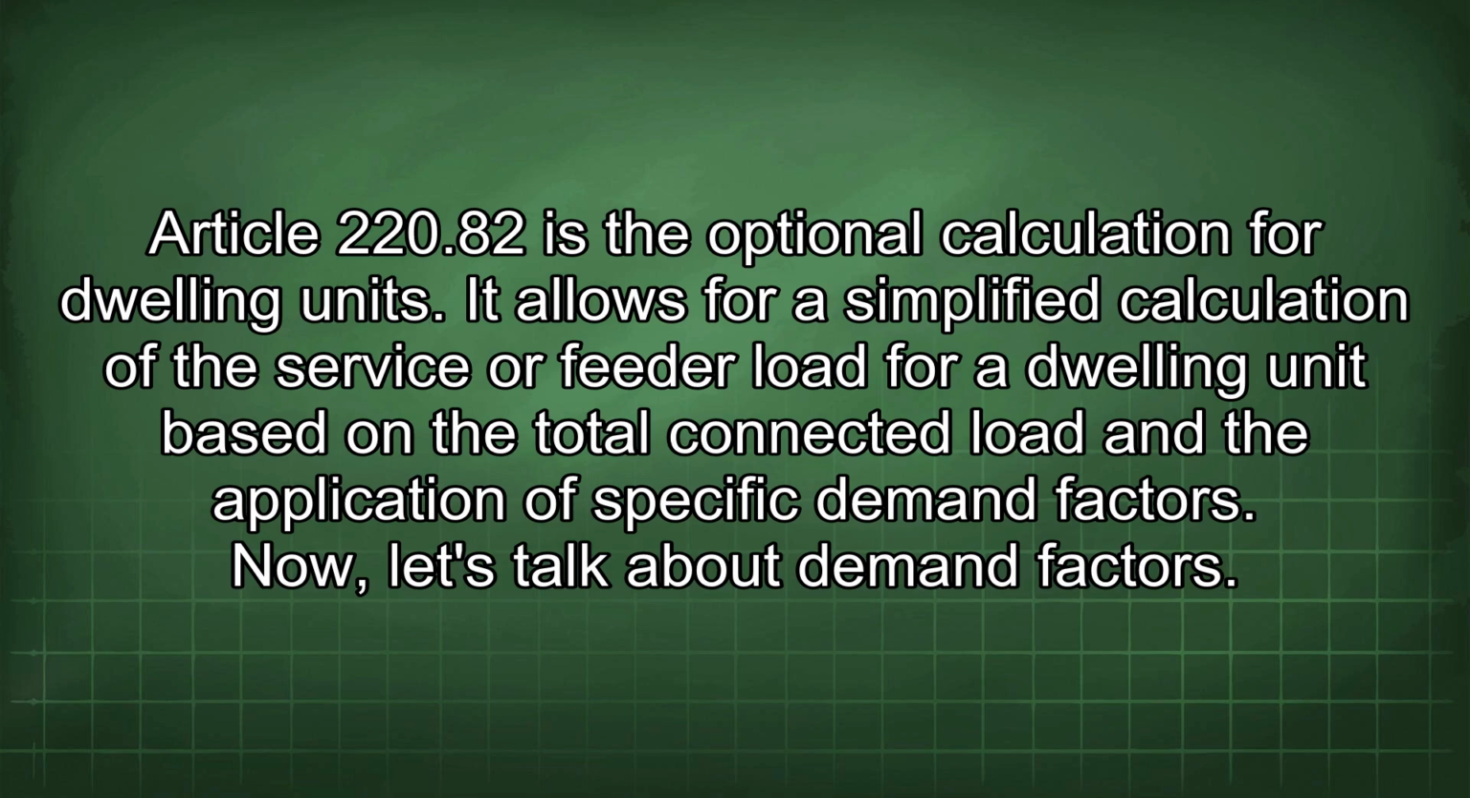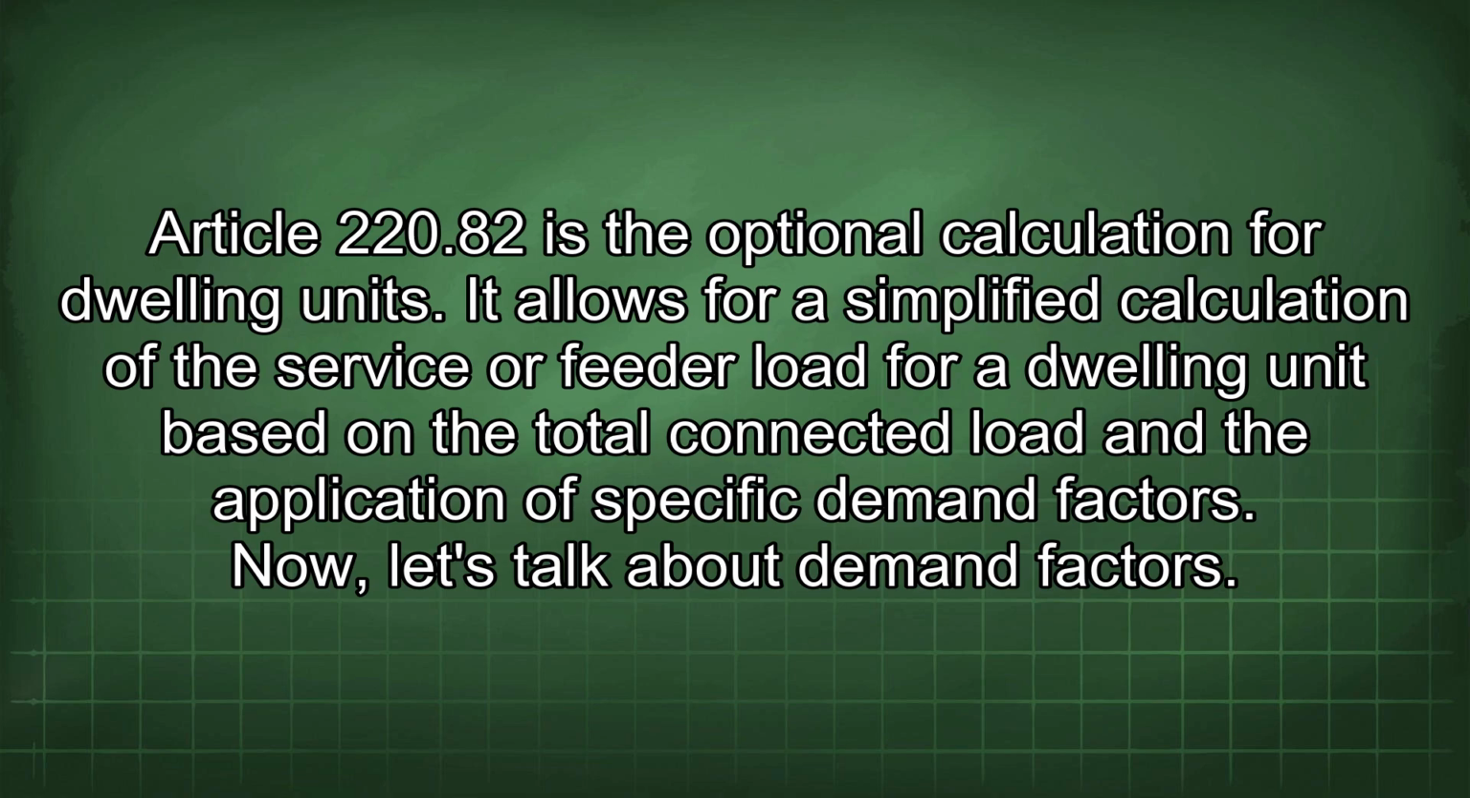Article 220.82 is the optional calculation for dwelling units. It allows for a simplified calculation of the service or feeder load for a dwelling unit based on the total connected load and the application of specific demand factors.